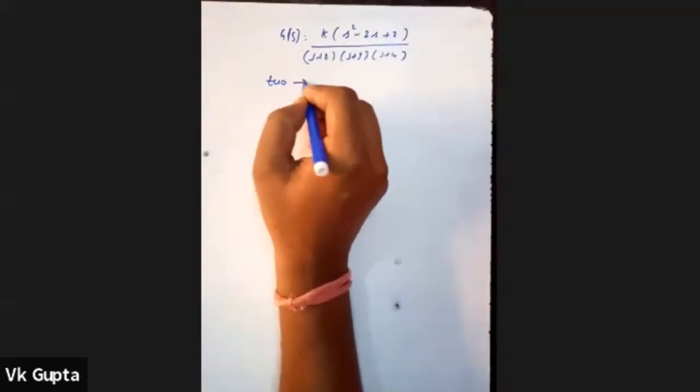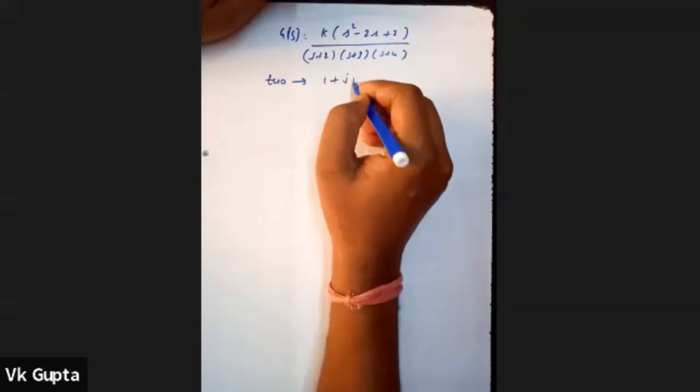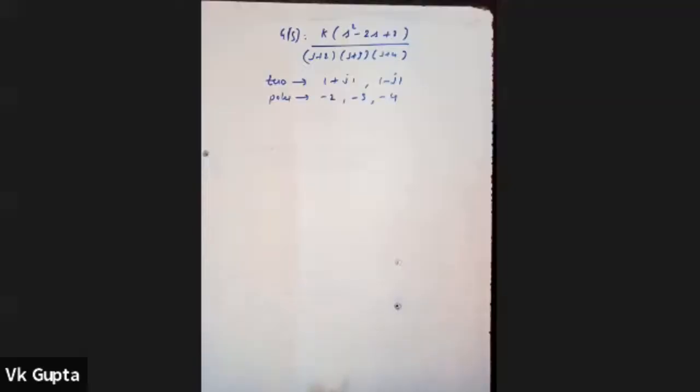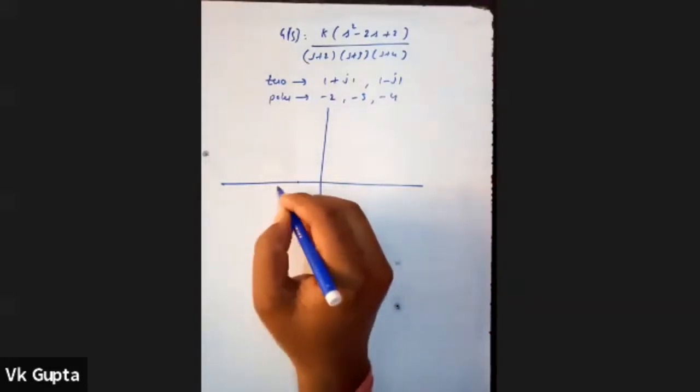Now, what are my zeros? 1 plus j and 1 minus j. How many poles are there? Three poles, two zeros, so one will go to infinity. So only one asymptote. One asymptote means 180 degrees. So please complete up to step number four. Minus one, minus two, minus three, minus four.